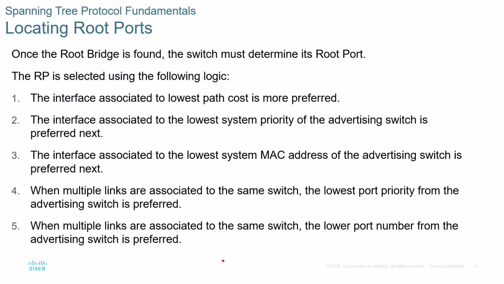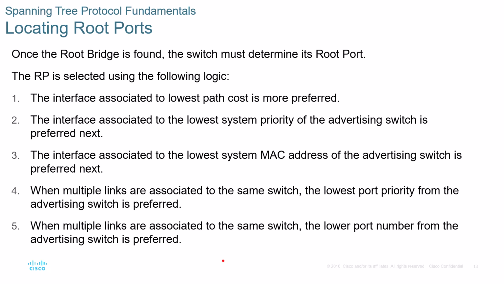So locating the ports, that's going to be the next question. Once we've identified the root bridge and we have an understanding of the costs, then we can start figuring out what are the root ports. The root port is selected using these next 5 steps. The steps are: identify the interfaces associated with the lowest path costs. That's going to be the more preferred costs.